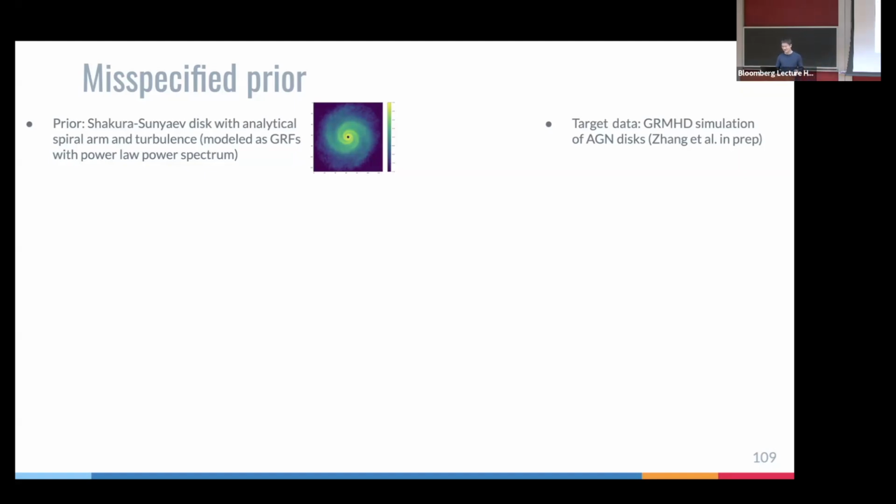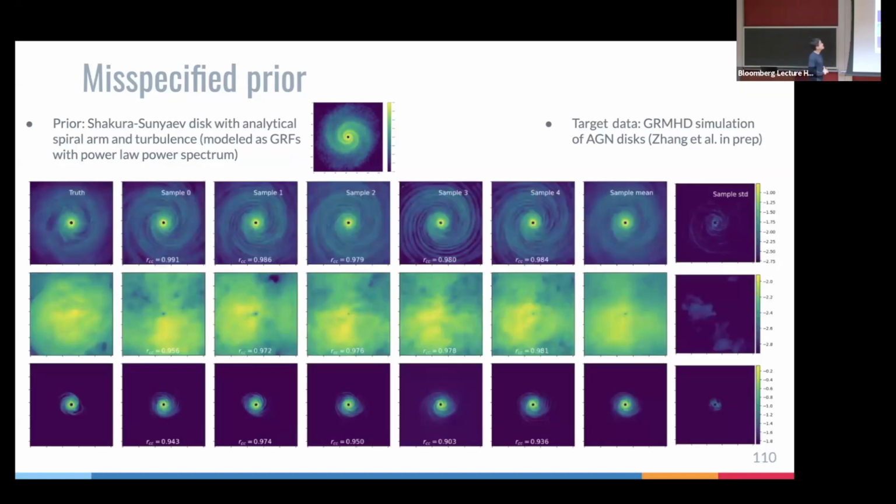Everything is analytical, and we apply that to generative simulations from Li Zhong. So these are for AGN disk. So here is the result. On the left, we have the truth, and here we show different posterior samples, posterior mean, and standard deviation. So I think we are also doing pretty well here.